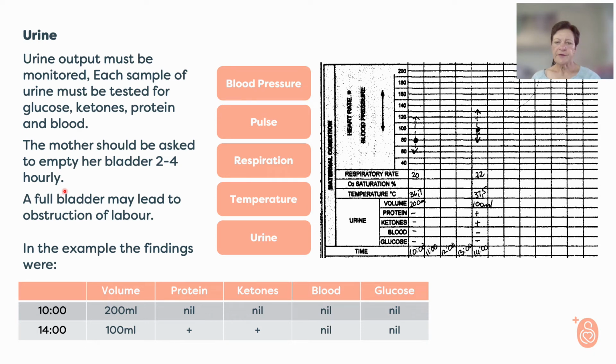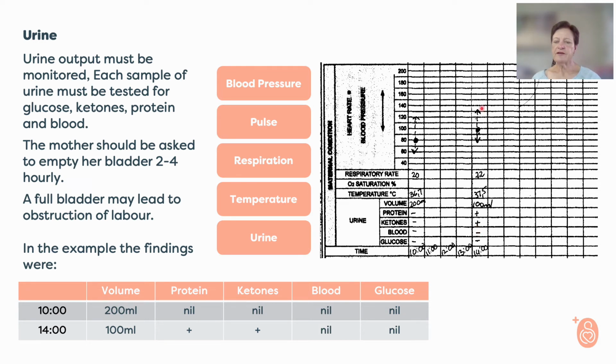of labor. So here we see at 10 o'clock, the patient has passed 200 milliliters of urine and it has been tested and there was no protein, ketones, blood or glucose in the urine. Here, 4 hours later, we saw that the patient has passed 100 milliliters of urine. There is now protein in the urine and ketones in the urine.